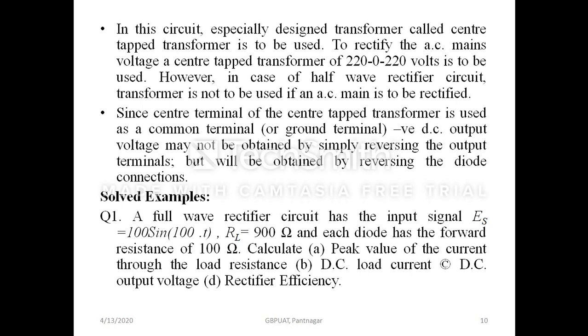If there had not been a center tap transformer, simply for changing the polarity of the output voltage, reversing the output terminals would have been sufficient, but here it is not the case. We will have to reverse the connection of the diodes. So we have some solved examples on these full wave rectifier circuits.